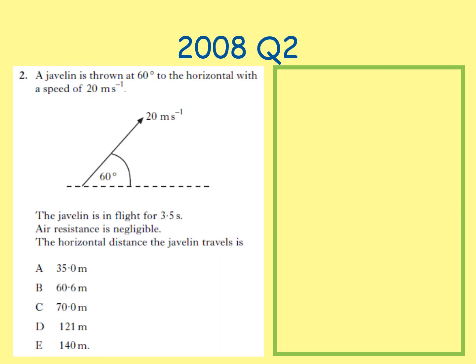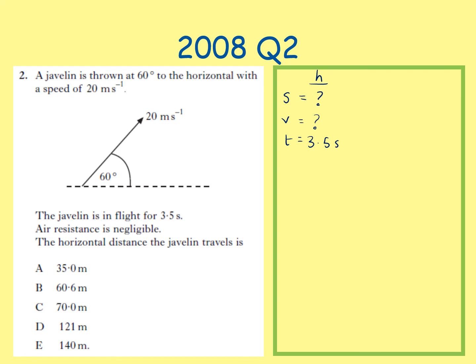A javelin is thrown at 60 degrees to the horizontal with a speed of 20 meters per second. The javelin is in flight for 3.5 seconds and air resistance is negligible. What is the horizontal distance that the javelin travels? First, let's write down what we have horizontally. We have an unknown displacement, an unknown velocity, and a time of 3.5 seconds. This displacement is what we want to work out, and we can find out the speed by splitting up this 20 meters per second into the horizontal and vertical components.